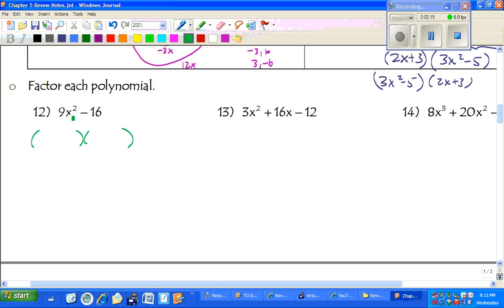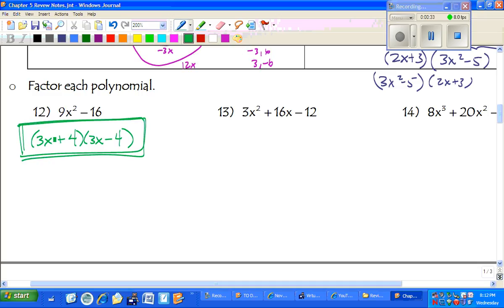So square root of the first one, square root of 9 is 3. Square root of x squared is x. So that one works. We get 3x and 3x. Here, square root of 16 is 4. So it works. We end up with 3x plus 4 and 3x minus 4.